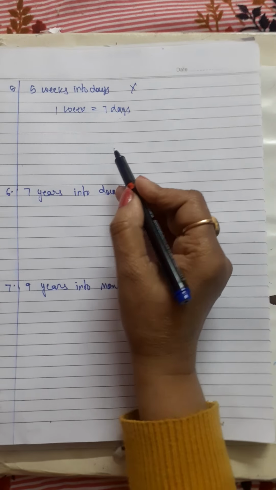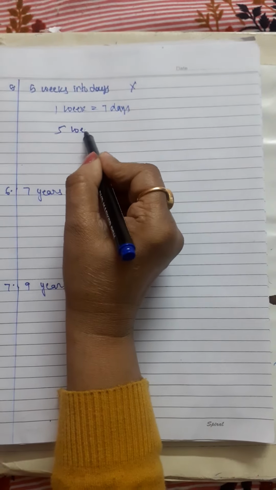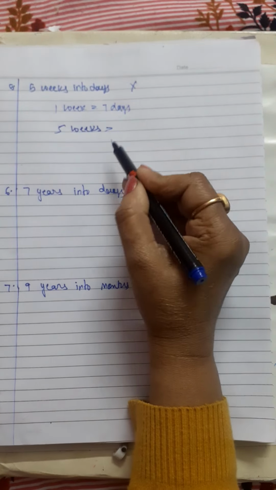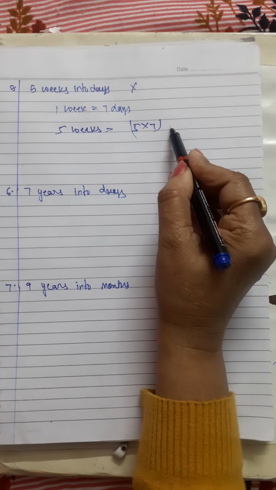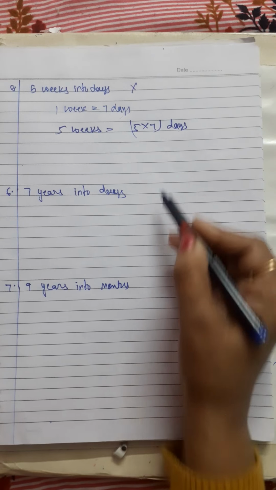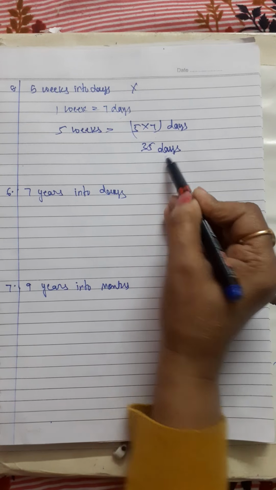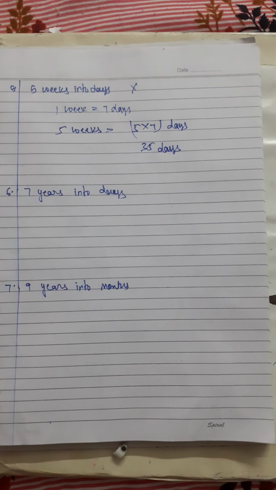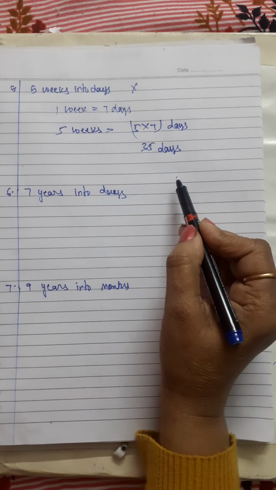As I told you, 1 week has 7 days. So to convert 5 weeks into days, we have to multiply 5 by 7 and we will get the answer in days. 5 sevens are 35. We can say 5 weeks is equal to 35 days. 1 week has 7 days, so 5 weeks is equal to 7 multiplied by 5, which is 35 days.